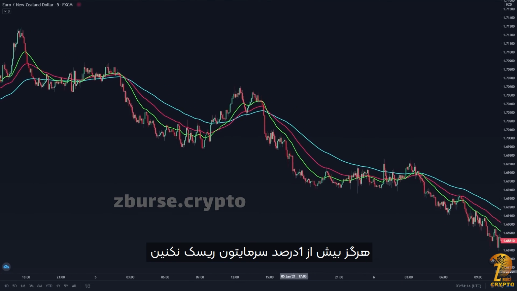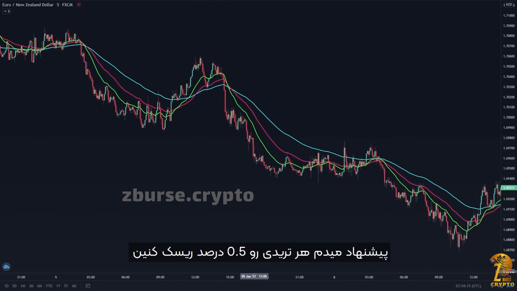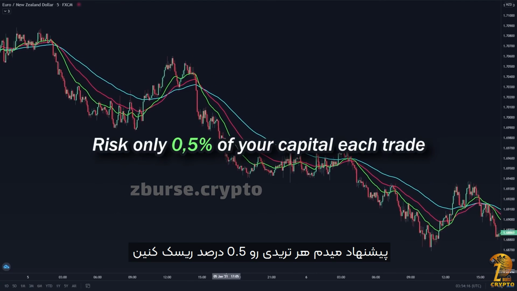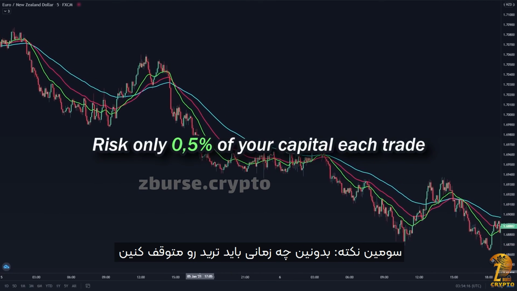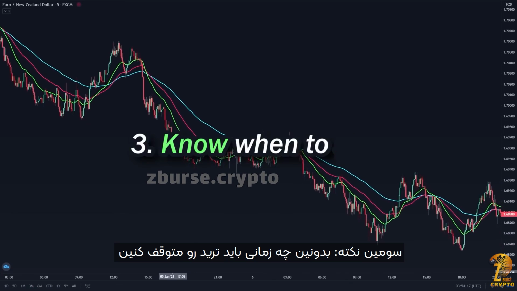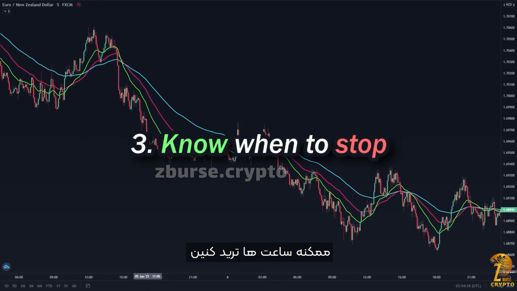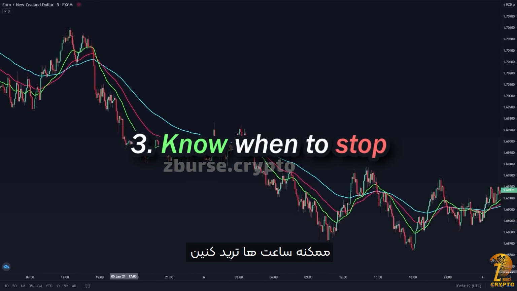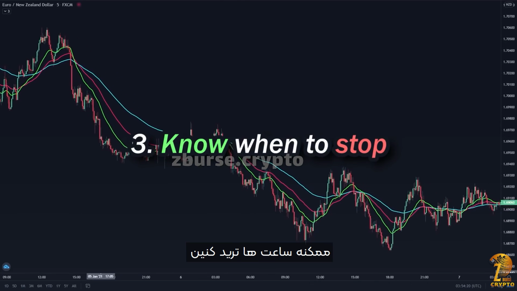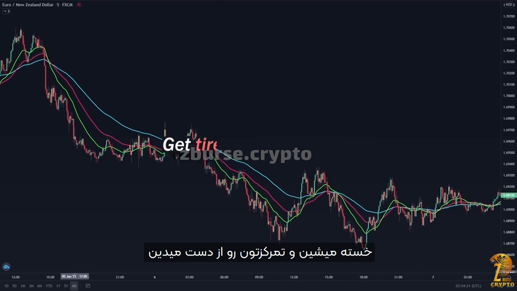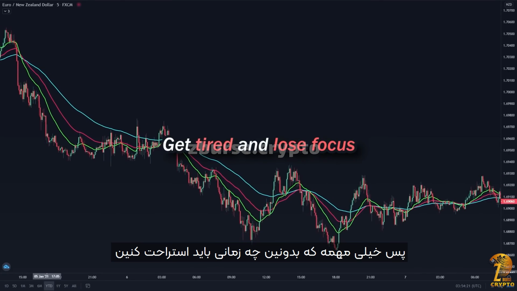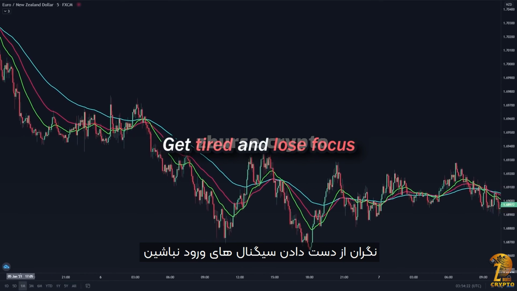The second tip is don't risk too much capital. You never want to risk more than 1% of your capital per trade. I recommend risking only 0.5% each trade. The third tip is knowing when to stop trading. When you're scalping, you can easily find yourself trading for hours and hours, and over time, you will get tired and lose focus. So it's very important to know when to take a break.